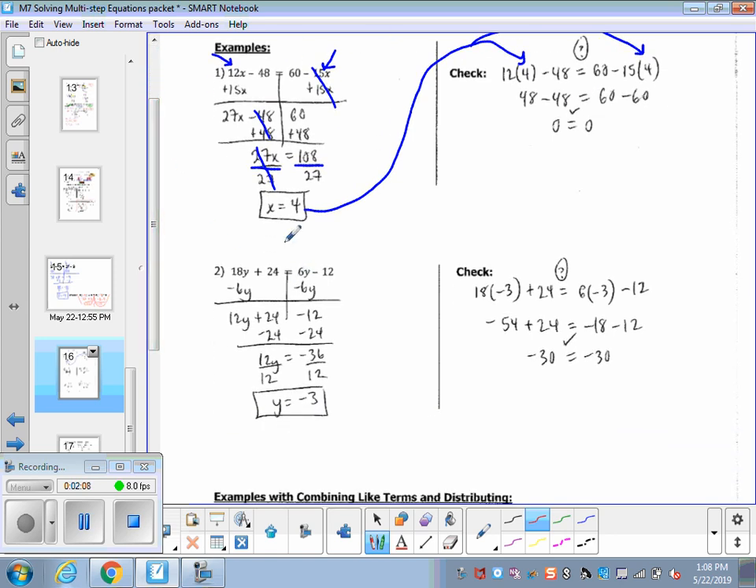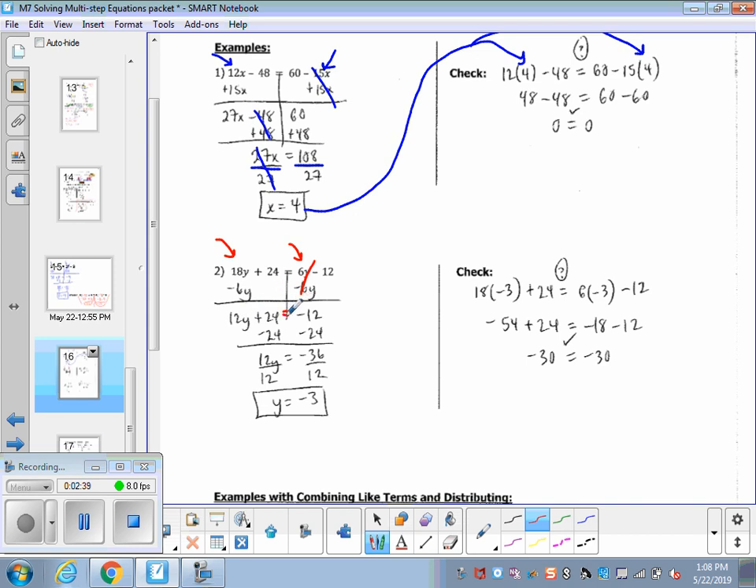Alright, now let's take a look at number 2. So once again, 2 terms, so we don't need to simplify by combining like terms or distributing. Now we just need to focus on the 18 and the 6. Between 18 and 6, which one is a smaller coefficient? 6. So, since it's a positive 6y, we're going to subtract 6y on both sides so that it cancels out over here, and I bring down my negative 12. Over here, 18y minus 6y is 12y, and then I bring down the 24.